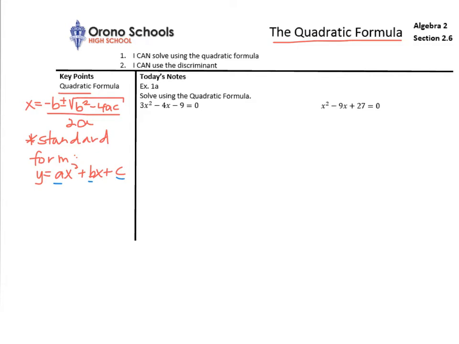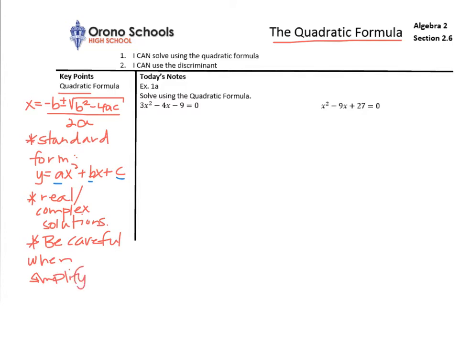Now, when you solve with the quadratic formula, you can have real solutions and you can have complex solutions. So if we get a negative on the inside of the square root, we have to simplify with i. Last but not least, just be careful when you simplify. Watch your negatives and that kind of thing.